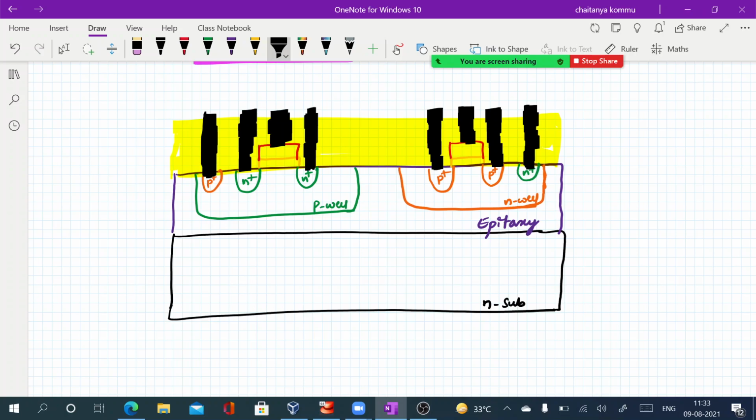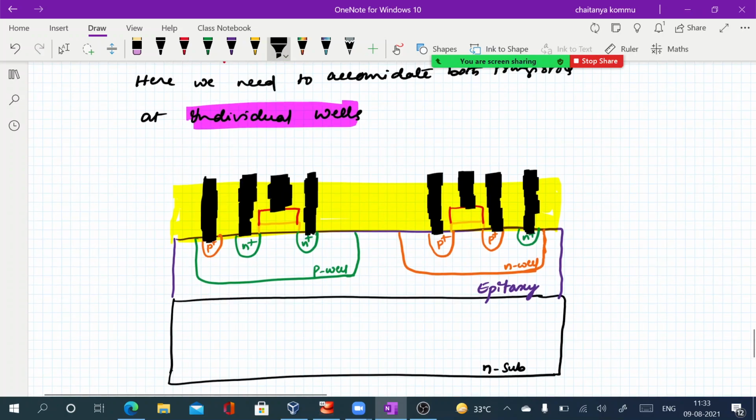That's it. So this is called twin-tub process. The only additional step is epitaxy layer formation, which is one thing that we have to remember. Please remember these processing steps. With this we have completed the CMOS fabrication, the three methods: N well, P well, and twin-tub process.